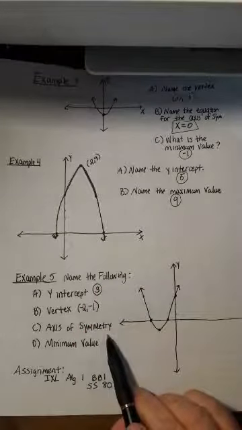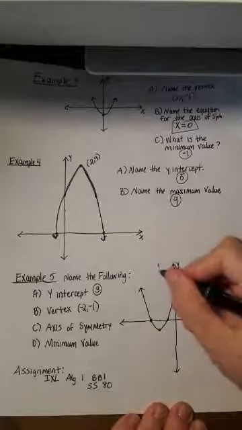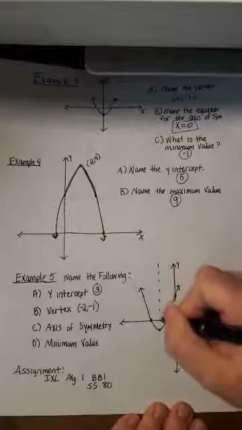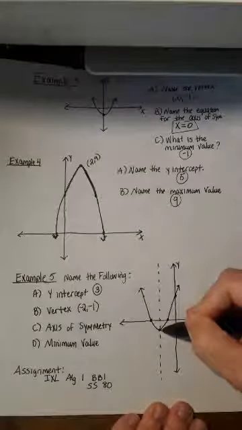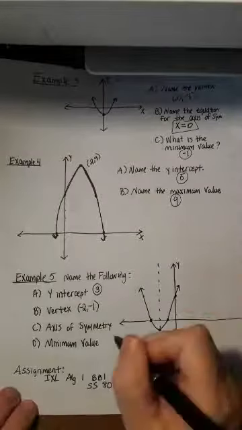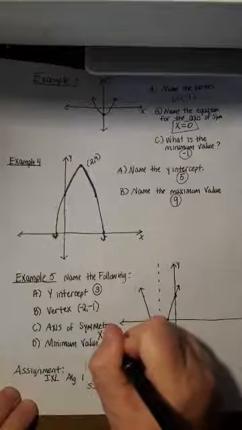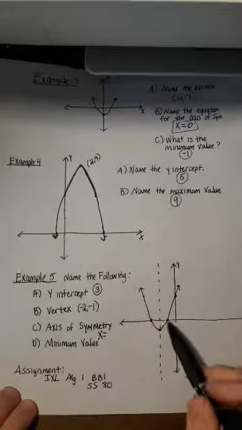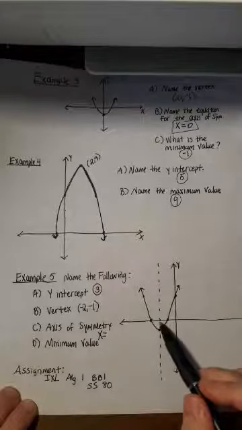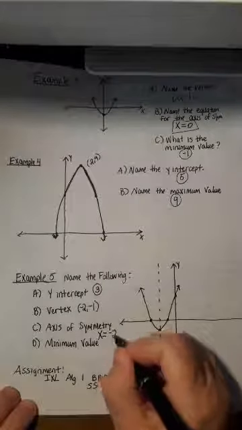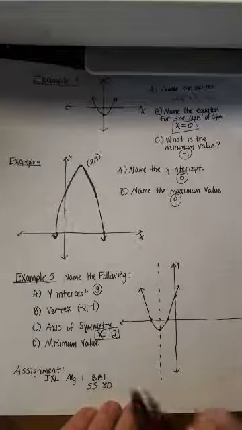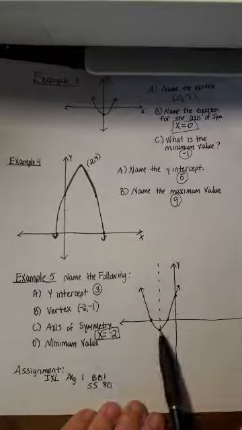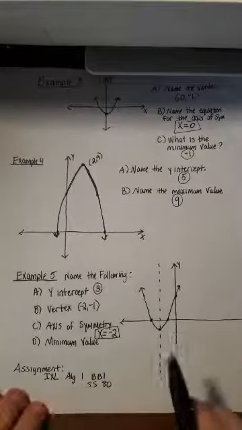The axis of symmetry is always going to be an equation, and it's the equation for this vertical line that goes through the vertex. And so that's going to be x equals, and then remember, it's just the x coordinate of your vertex, which is -2 in this case. X equals -2. And then the minimum value is going to be the y coordinate of the vertex, and the y coordinate is -1.